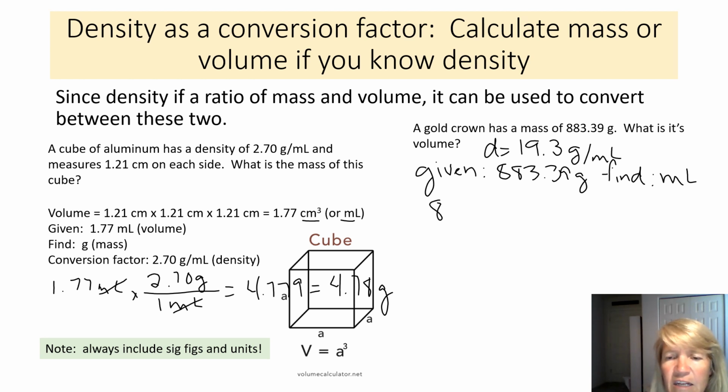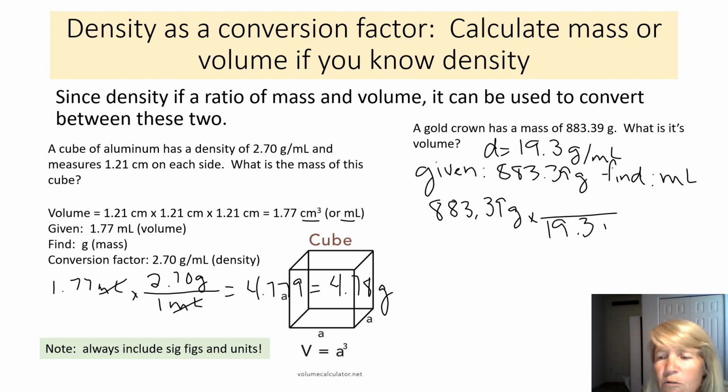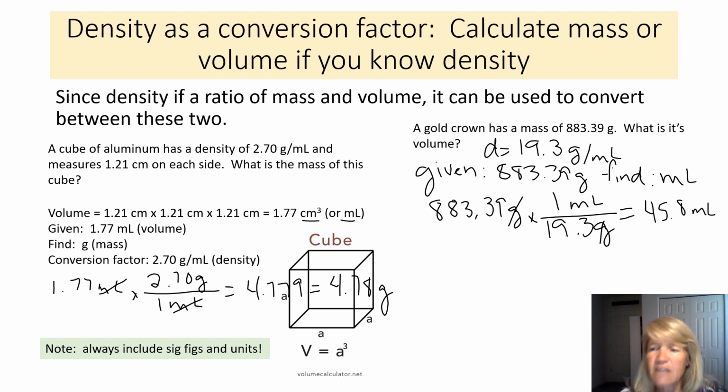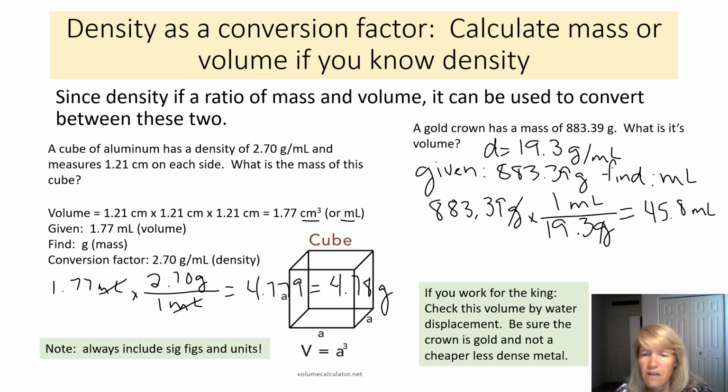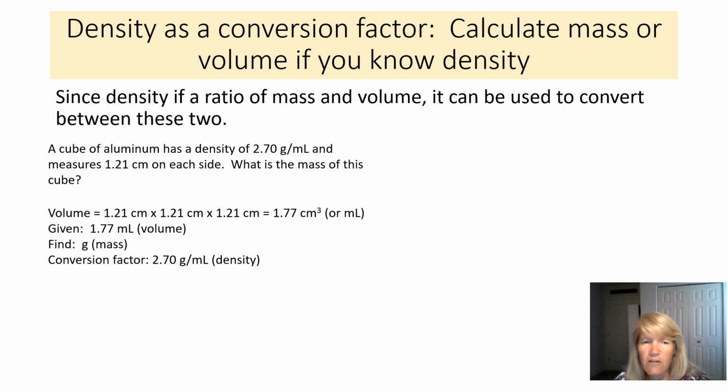So we start with our given, 883.39 grams. Now this time we want the grams on the bottom. So we'll put the 19.3 grams per 1 milliliter. The grams cancel, and this will be our milliliters. 883.39 divided by 19.3 equals, and again, significant figures, I get 45.77. I'm going to go with 45.8 because our density has 3 significant figures. 45.8 milliliters is the volume of the crown. And here it is all typed out a little bit more clean.